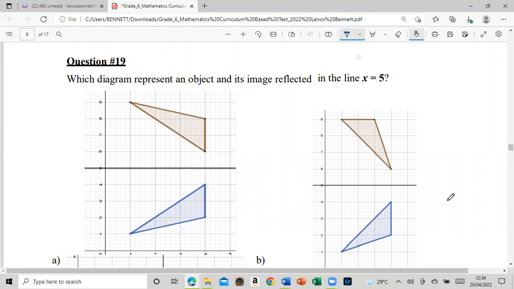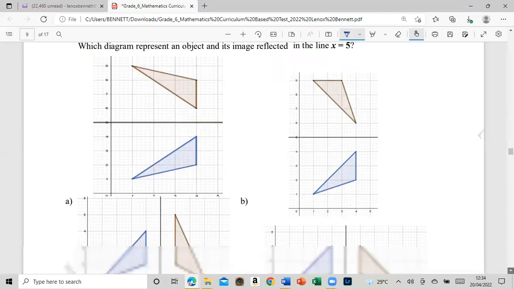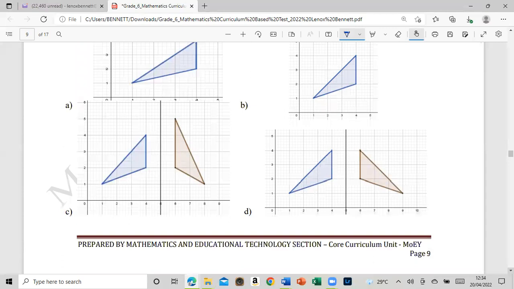So it says, which diagram presents an object and its image reflected in the line x = 5? So again, this is a very nice question. x = 5, let us identify that, and then the reflection. All right, so x = 6. This is not even a reflection either. It's definitely this one. Each point must be the same distance from the mirror line. So this, here we go. See it? So that's T.